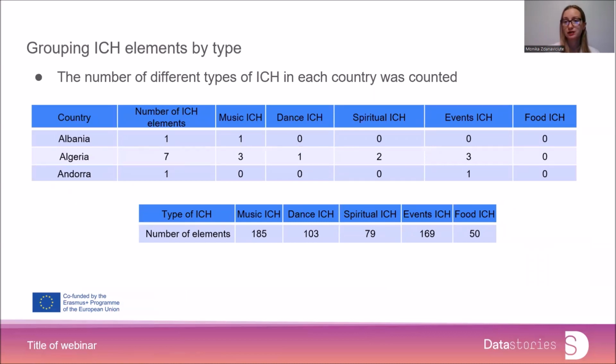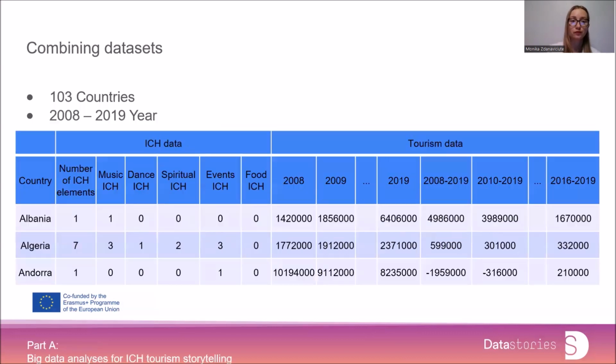Then a summary is made where we can see how many ICH elements the country has in total and how many different types of ICH elements it has. Also, the table below shows the total number of elements of each type in the dataset. The largest group of ICH elements is music and events, and the smallest is food. Now we can finally combine those two datasets into one.